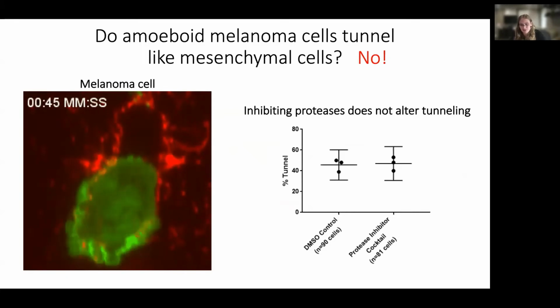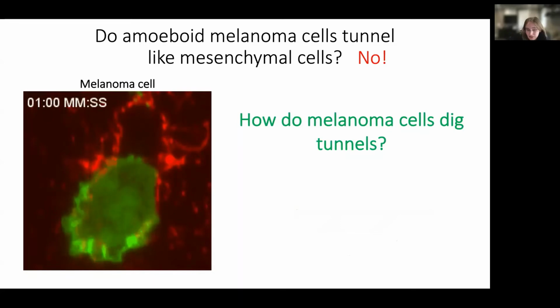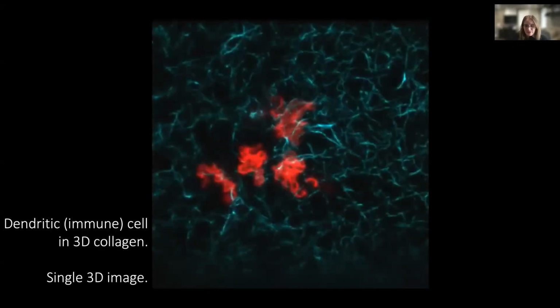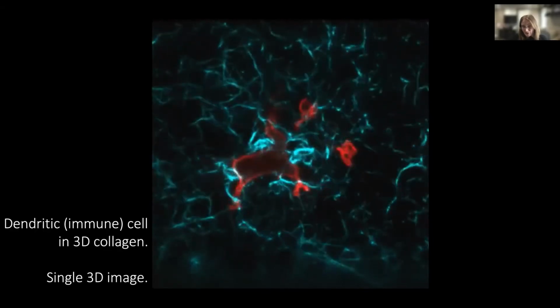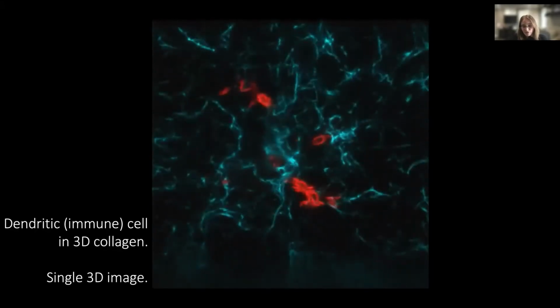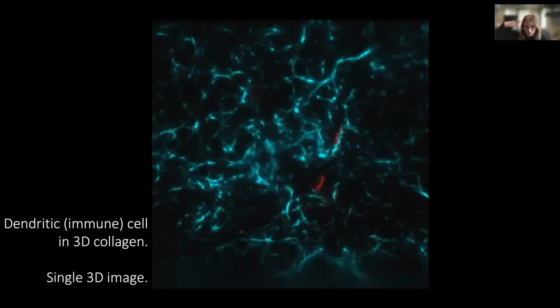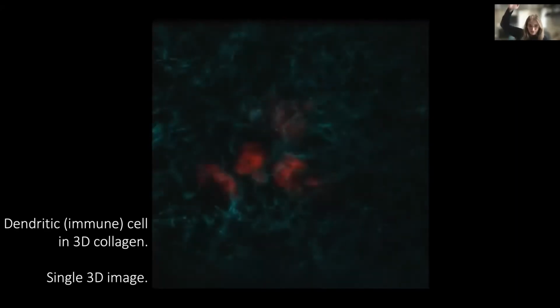This really surprised me. Even as of a couple of weeks ago, we're still doing experiments on this because I find it very surprising. So these cells are somehow digging tunnels without the aid of MMPs, without that enzymatic degradation. The obvious question is how? How do cells get through if they don't release MMPs? To answer that question, we really need an image analysis framework because these images are very complicated. This is a single dendritic cell in collagen, and we're scanning through the 3D image.